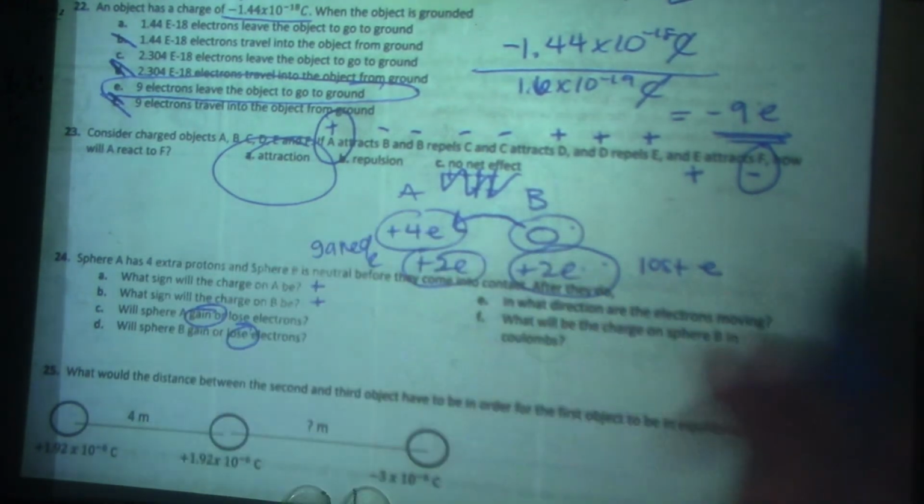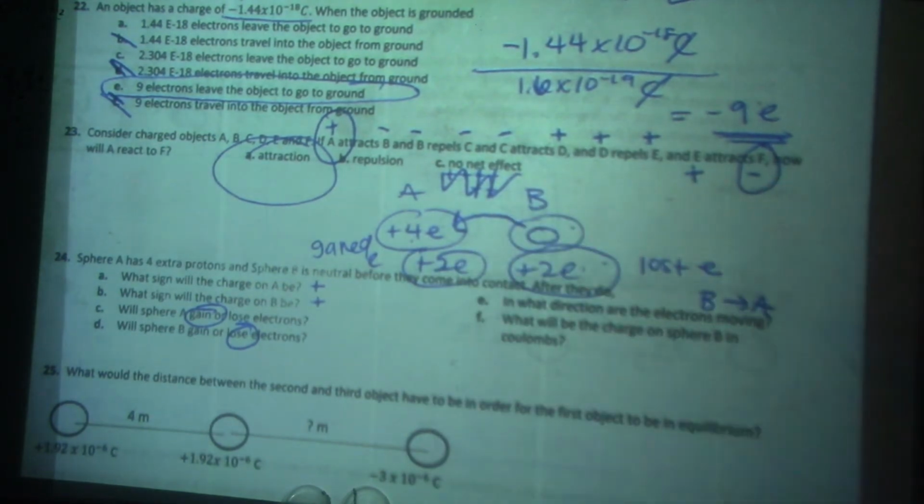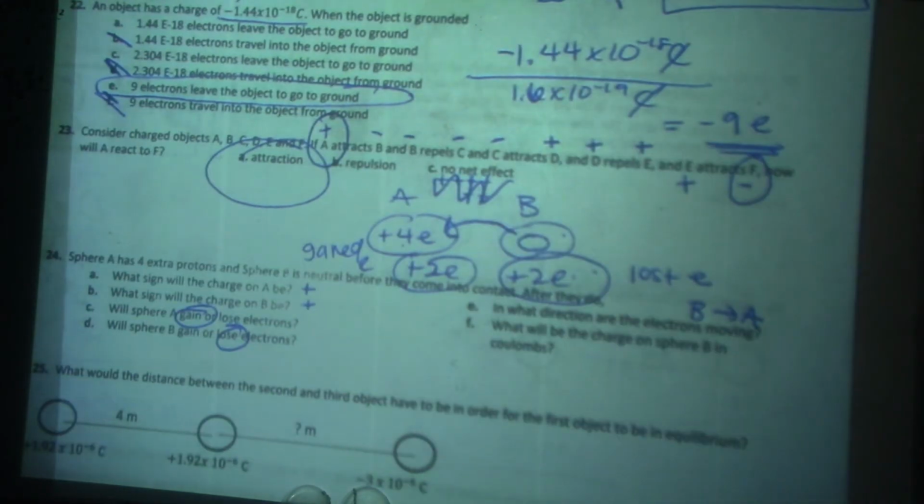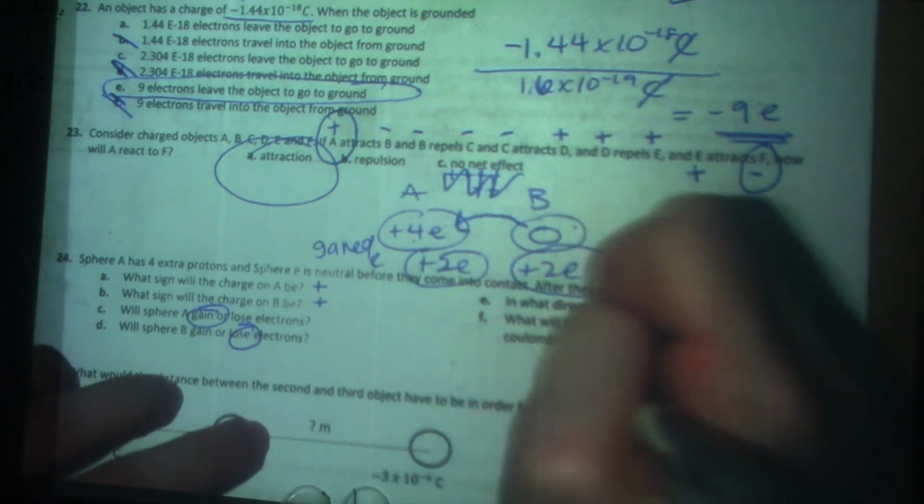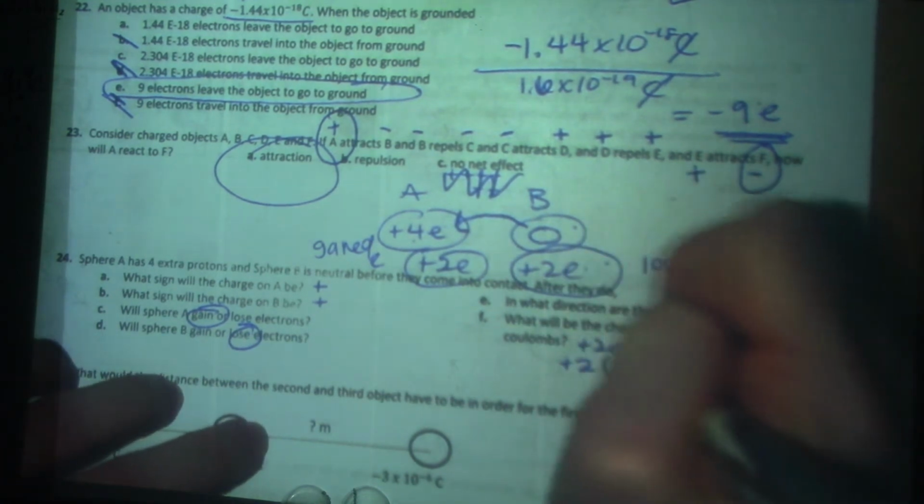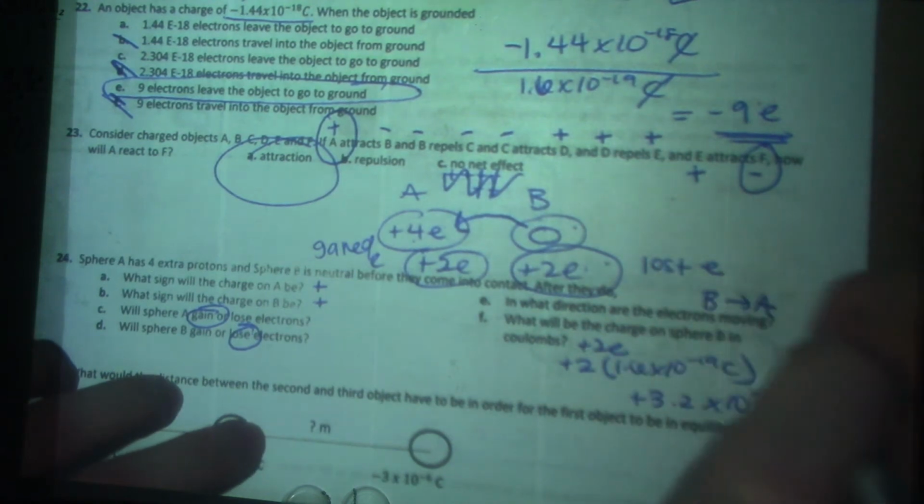Sphere A, we said gained. Sphere B, we said lost. And then if this one's losing, this one's gaining, it's going from B to A. And the charge on sphere B in coulombs, well, sphere B is positive 2e. I just need to put that in coulombs. You go from elementary into coulombs by multiplying. So then you get positive 3.2 times 10 to the negative 19 coulombs.